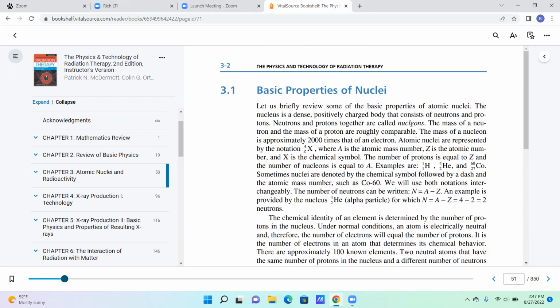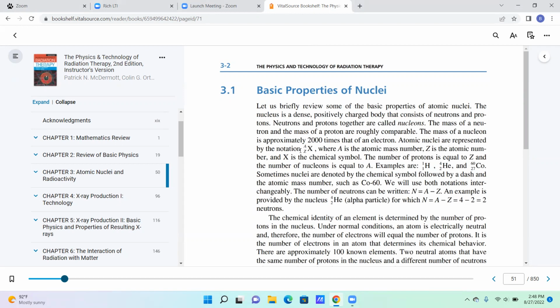So here we have some basic properties of nuclei. We all know that the nucleus is a dense, positively charged body that consists of neutrons and protons. Referring to both of them together, we have a term called nucleons. The mass of a neutron and the mass of a proton are pretty close, not exactly the same, but pretty close. And the mass of a nucleon is approximately 2,000 times more than that of an electron.